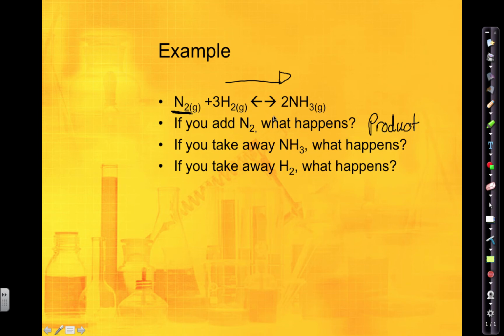If I take ammonia out, well, if I take something away, I want to replenish it. So I'm going to go towards the side with the NH3, the product side again. And if I take away H2, so if I take something away, I want to replenish it. The only way to replenish it is to make more of it, which means I will go to the reactant side. So if you add something, it wants to get rid of it, so it's going to go to the opposite side. If you take away something, it's going to go towards the side that that thing is on.